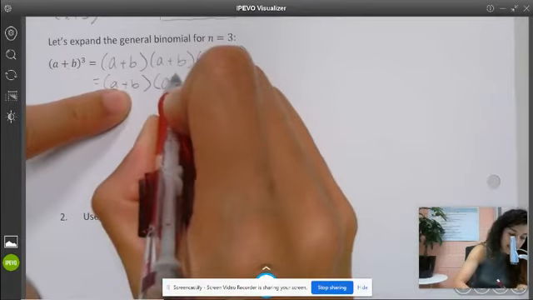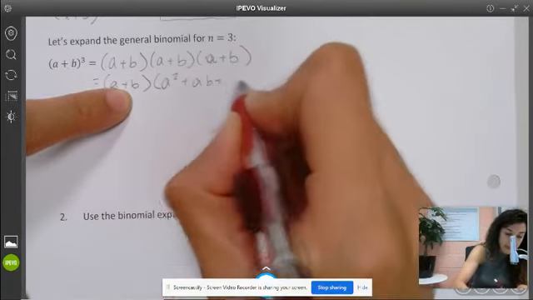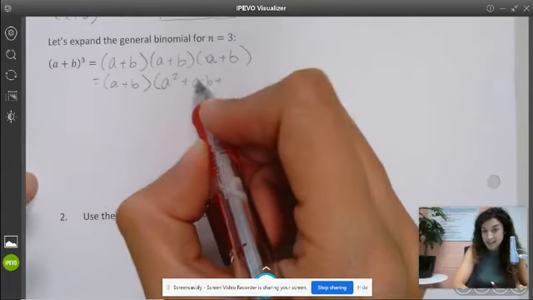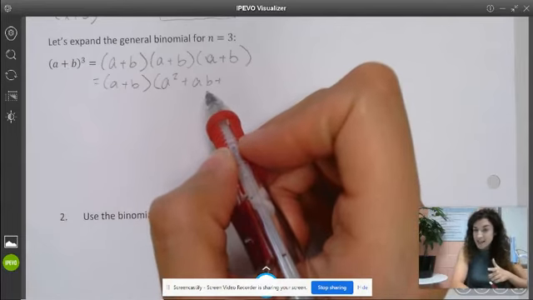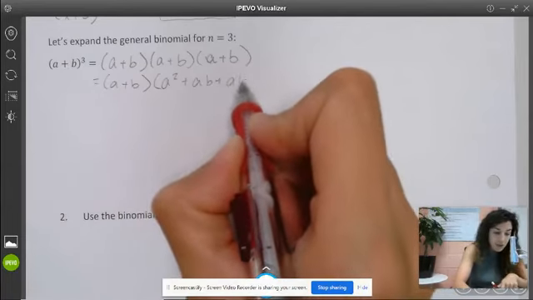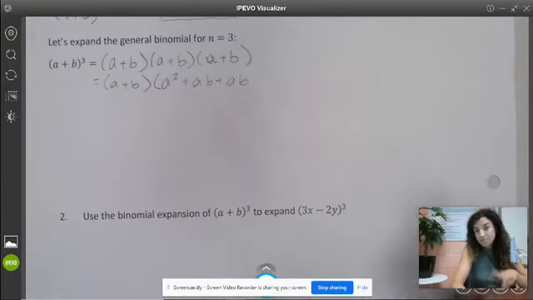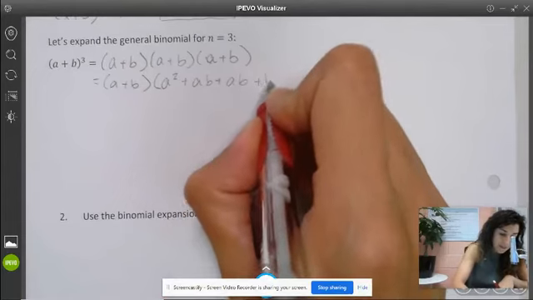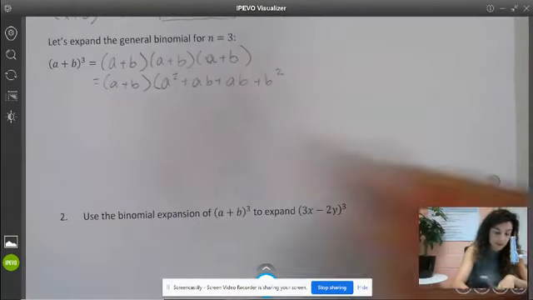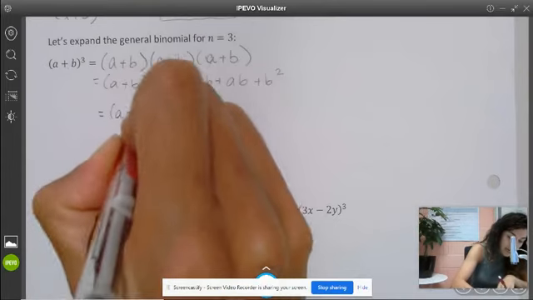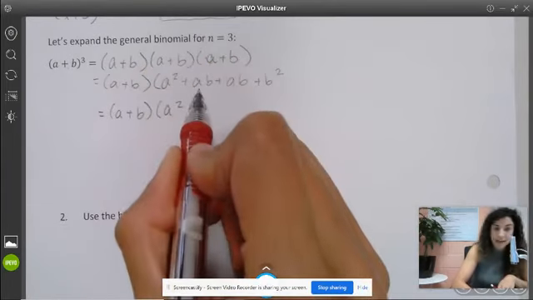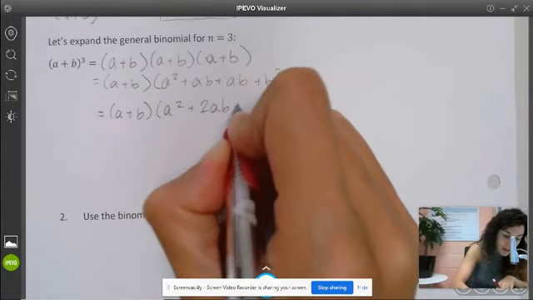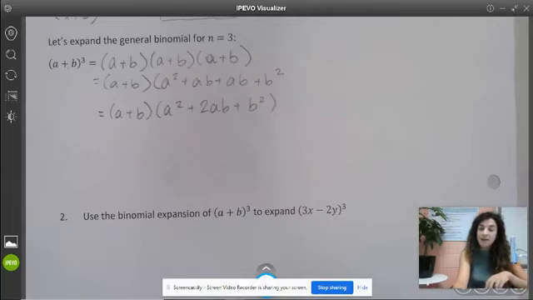So that becomes a squared plus ab plus, and this one would be ba, but I really like for it to look the same because ba is the same thing as ab, so it's clear to me that those guys would combine. So instead of ba here, I just wrote ab, and then plus b squared. I'm still going to have this guy for right now because what I'm going to do next is combine like terms. 1ab plus 1ab is 2ab plus b squared.